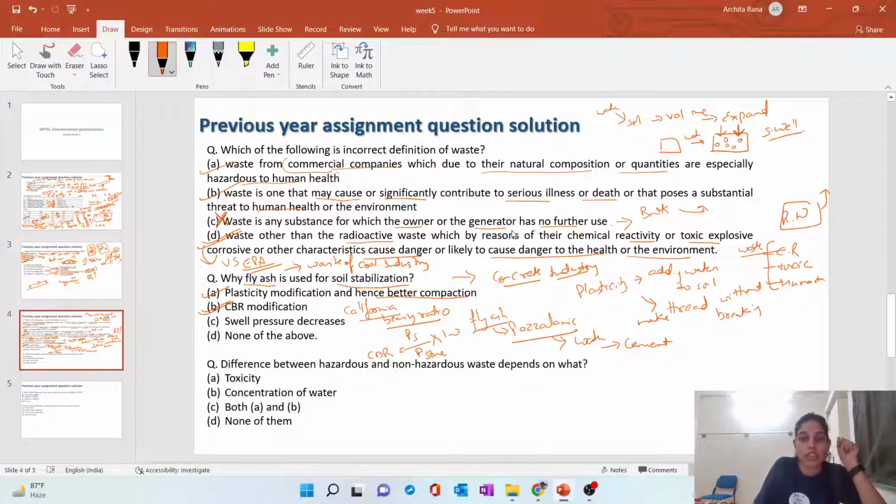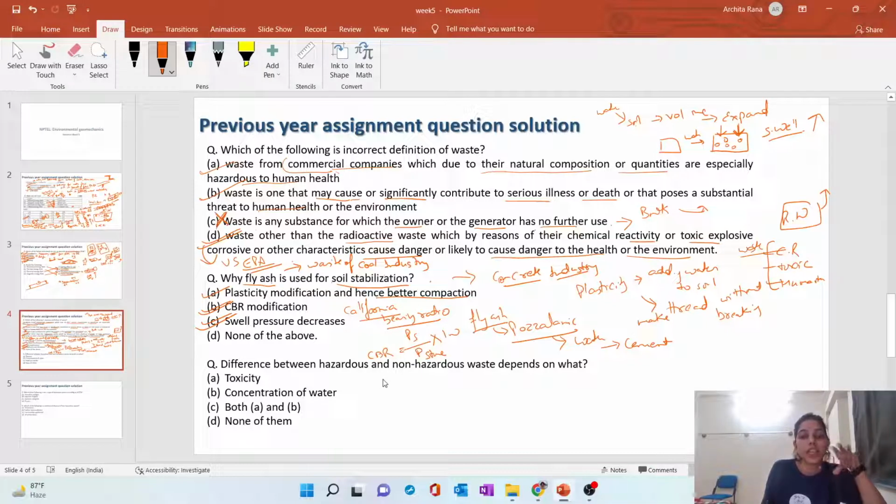And because after adding fly ash the number of pore spaces decreases, in the pore spaces there is more fly ash, and hence there is less swell pressure, less pressure applied from the pore to get out of the system. So the answer is that all of these three things are the reason why fly ash is used for soil stabilization. Okay.